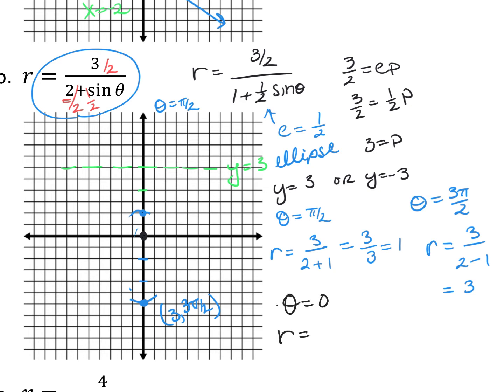So r would be 3 over 2 plus the sine of theta being 0, which is 0. So that's 3 over 2. So I'm going to go out 1.5. So here's 1 and here's 2. So here's 1.5. When theta is equal to pi, r is going to be the same thing, 3 over 2. So I'm going to go out at pi. Here's 1, here's 2, so here's 1.5.